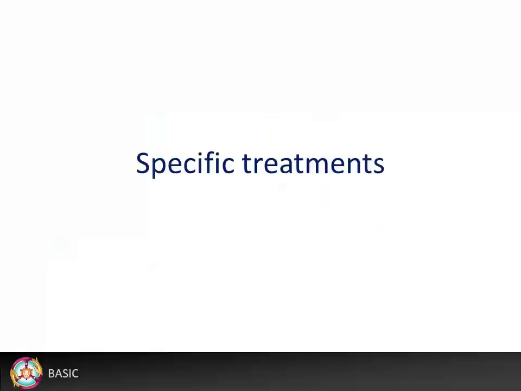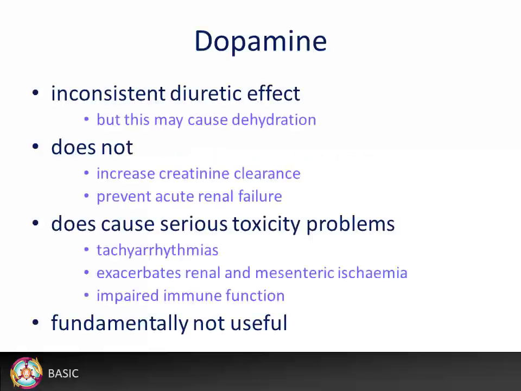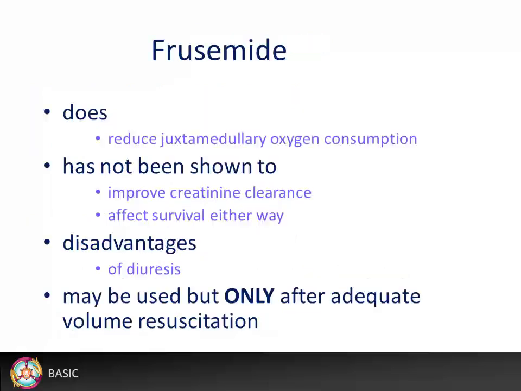There are currently no specific treatments that improve creatinine clearance or speed renal recovery. Dopamine may increase urine output by an inconsistent diuretic effect, but it does not increase creatinine clearance or prevent progression to acute renal failure. It does cause serious adverse effects and is fundamentally not useful. Furosemide similarly does not improve creatinine clearance. It does have a role in the management of fluid status, but only after adequate resuscitation.